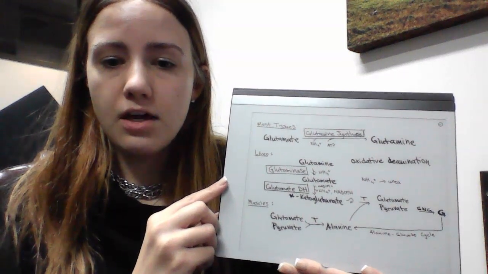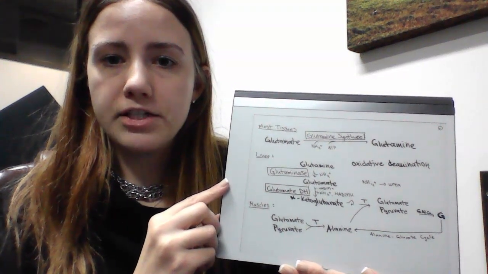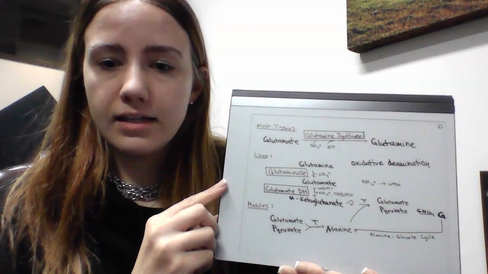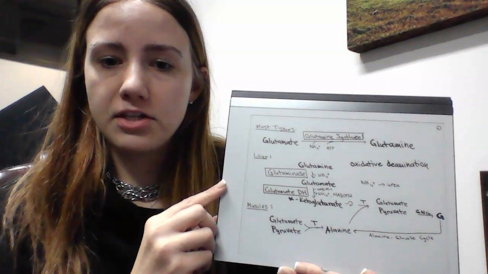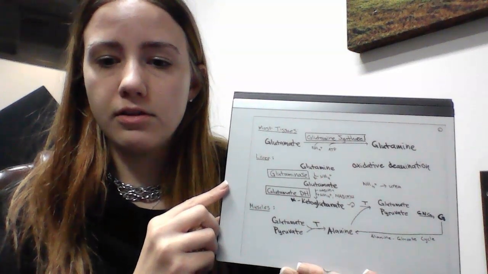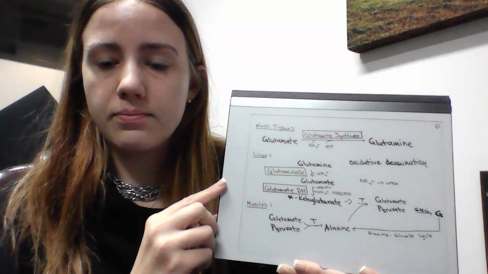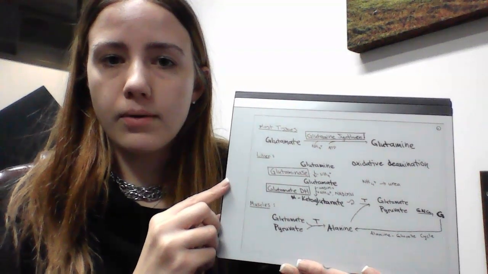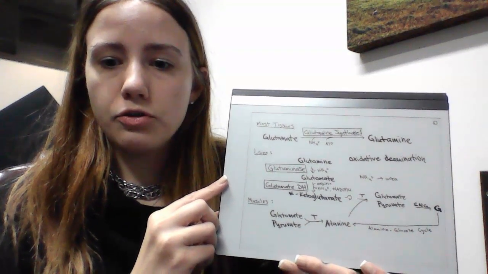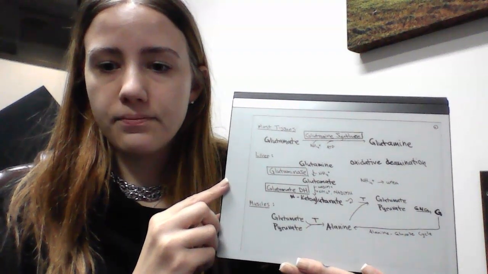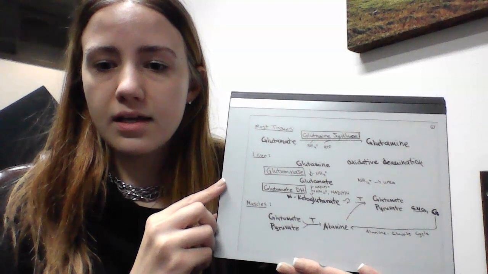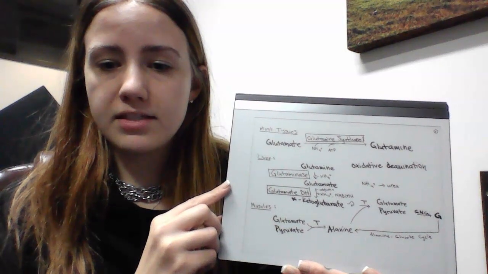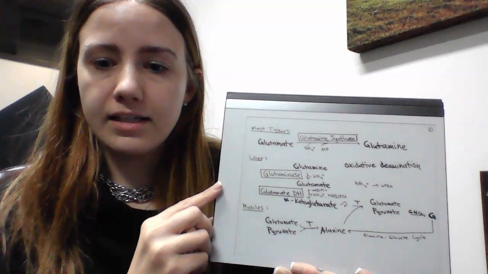In the muscles, glutamate and pyruvate undergo a transamination reaction to form alanine. This alanine then undergoes a transamination reaction with the alpha-ketoglutarate produced by the liver to form glutamate and pyruvate. Pyruvate is used as a source of carbon skeletons in gluconeogenesis during fasting. Some of the glucose produced is sent back to the muscles in what is known as the alanine glucose cycle.